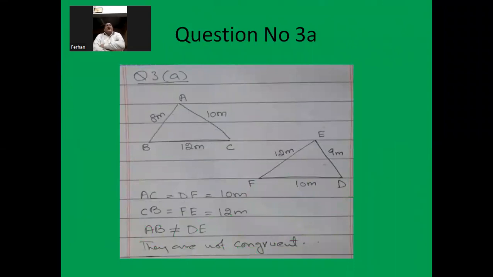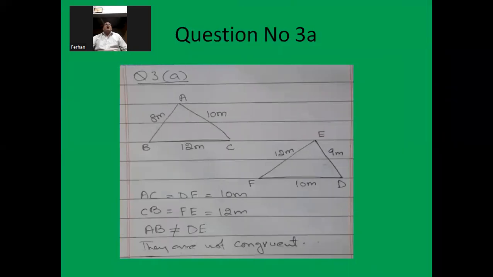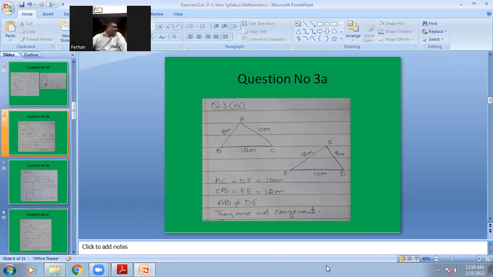Question number 3A part, he says that AC is equal to DF, both are 10 meter. CB is equal to FE, both of them are 12 meter. But the AB side and the DE side are not equal. So they are not congruent triangles. So both of these triangles are not congruent to each other.